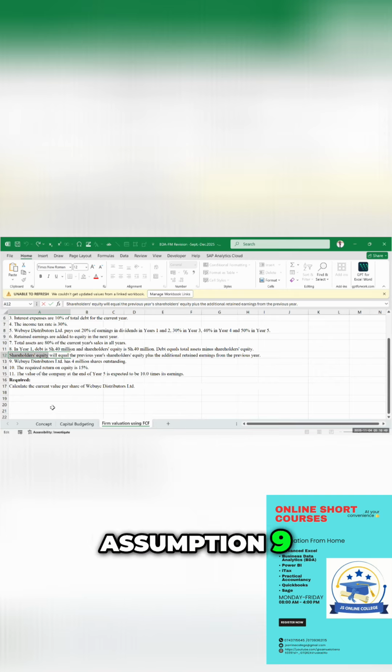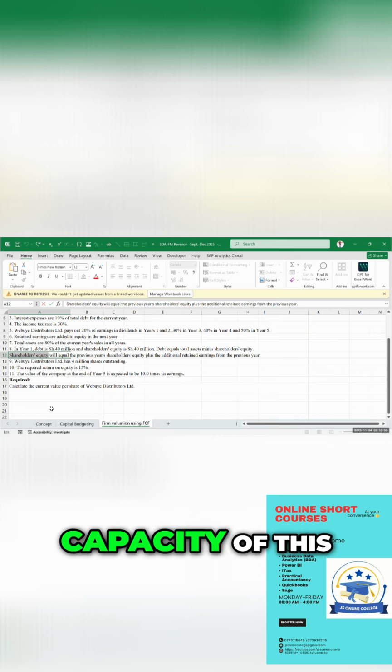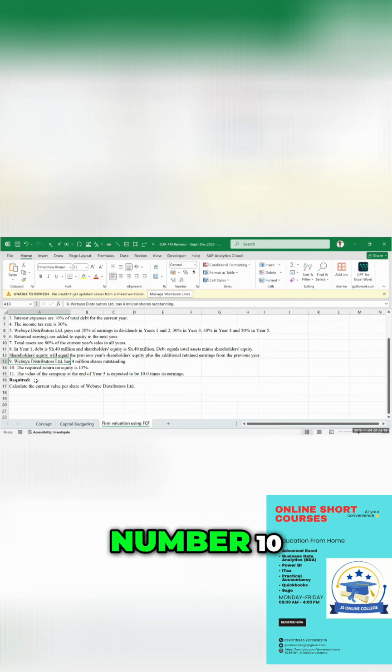Assumption 9, we are told Weber Distributors Limited has 4 million shares outstanding. So that is the shareholding capacity of this company. Number 10, required rate of return on equity is 15%. Where are we going to use that? We are yet to see. Number 11, the value of the company at the end of year 5 is expected to be 10 times its earnings. All right, required, we are told to calculate the current value per share of this company.